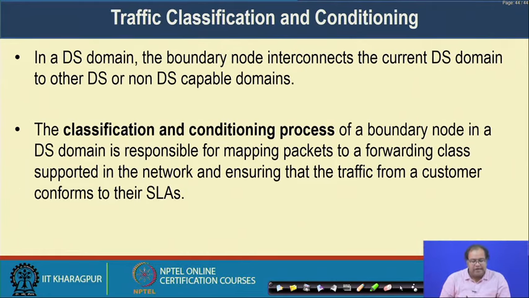Now, in a DS domain, the boundary nodes or the border nodes interconnect the current DS domain to other DS domains or non-DS-capable domains. We call them the boundary nodes or the edge nodes. Now, the classification and conditioning process of a boundary node in a DS domain is responsible for mapping packets to a forwarding class supported in the network and ensuring that the traffic from a customer conforms to their service level agreement. That is done by the classification and conditioning process running in a boundary node.